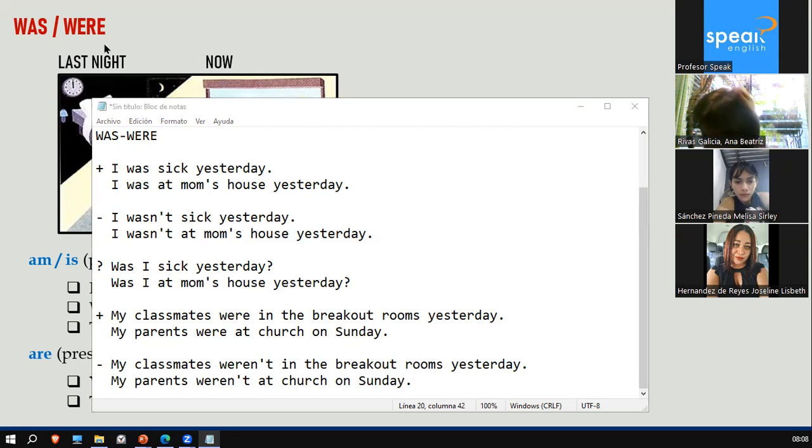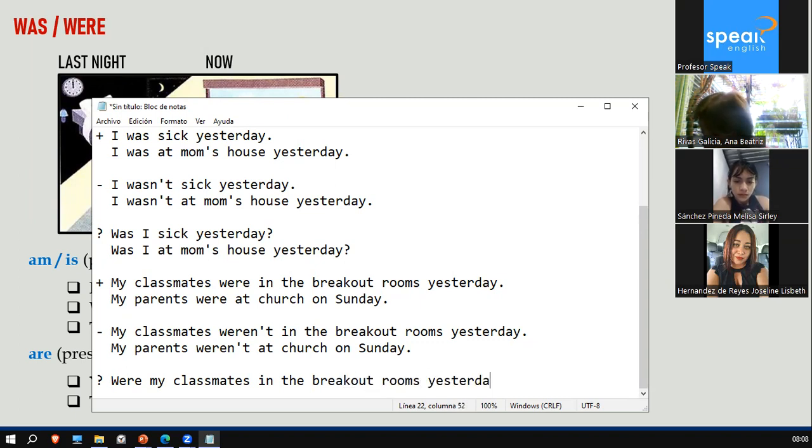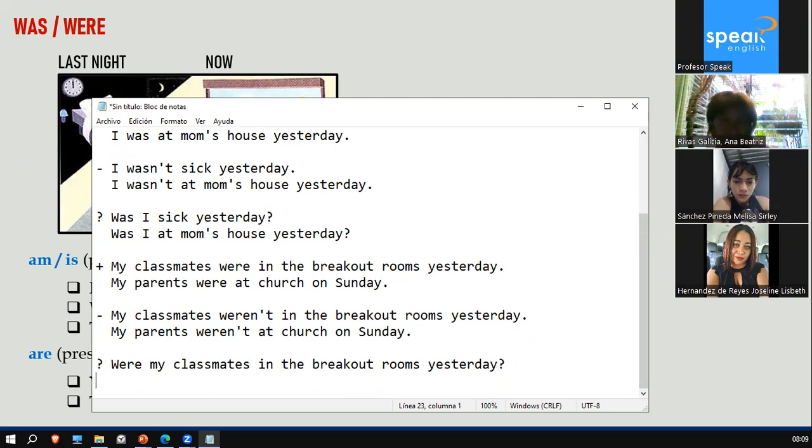For these two examples. If it's a question form, again, we are going to use the verb be, right? Where my classmates in the breakout rooms yesterday? And the answer is no, they weren't. Because yesterday you didn't work in the breakout room. No, they weren't.